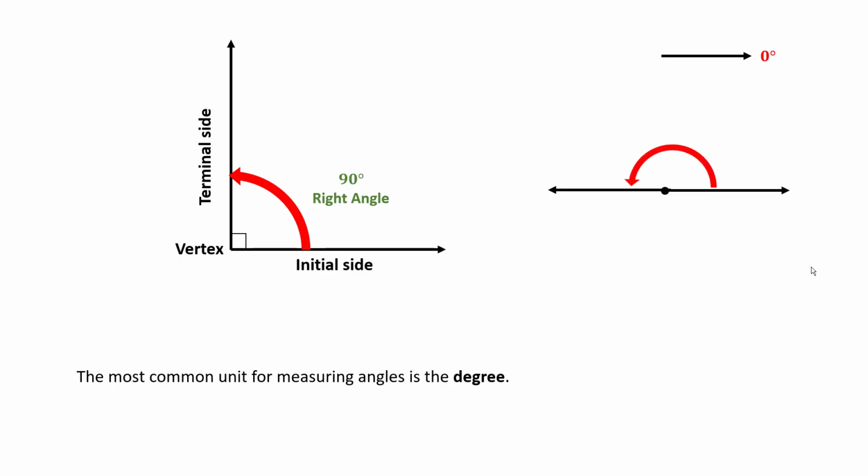Next, let's look at the angle that we rotate in such a way that its terminal side and initial side form a straight line. That's where the name of this angle comes from. It's called a straight angle, and it measures 180 degrees.